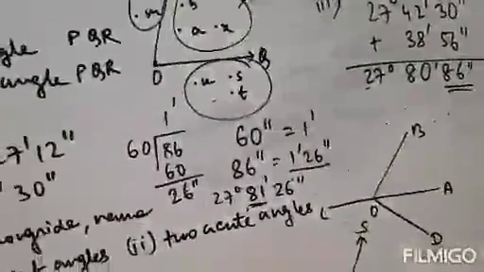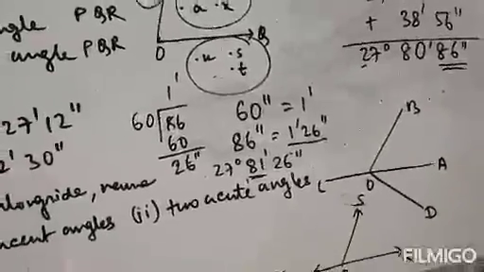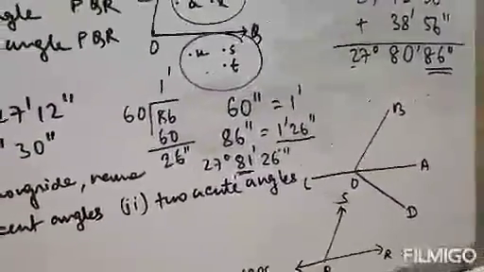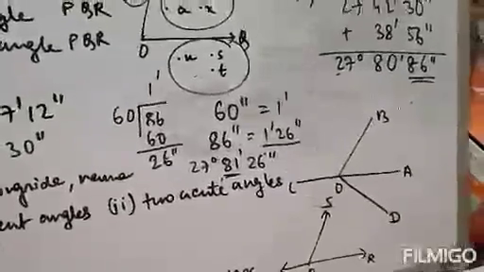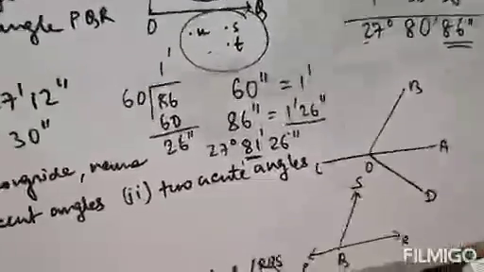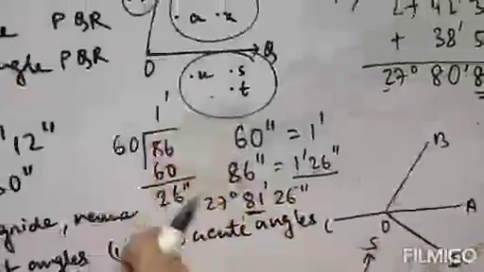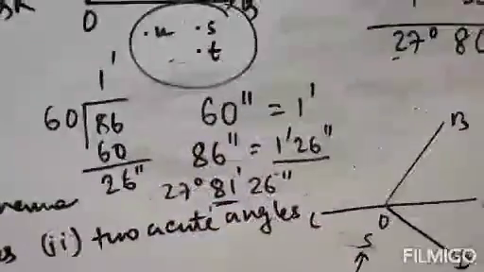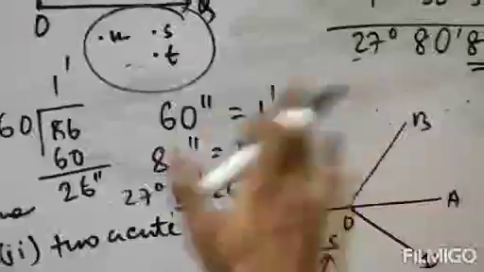Next, here also see 81 minutes. 81 minutes is also not possible. We have to convert it into degrees. If we have more than 60 minutes or more than 60 seconds, we have to convert. So we will convert 81 minutes like we converted the seconds part. Clear? I am just erasing this part.